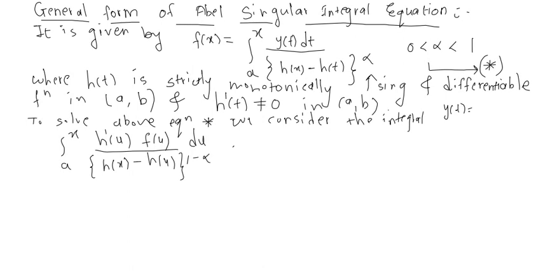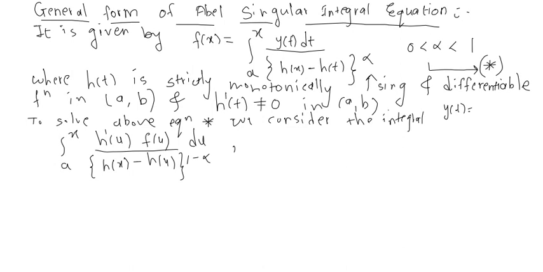Okay, so if you remember in the previous video also, while finding the solution of Abel integral equation, we multiplied the equation by some term and then integrated it. We introduced a new variable u, and then we interchanged the order of integration. Similar steps we are going to follow here also. So to solve the above equation, let us consider this particular integral.